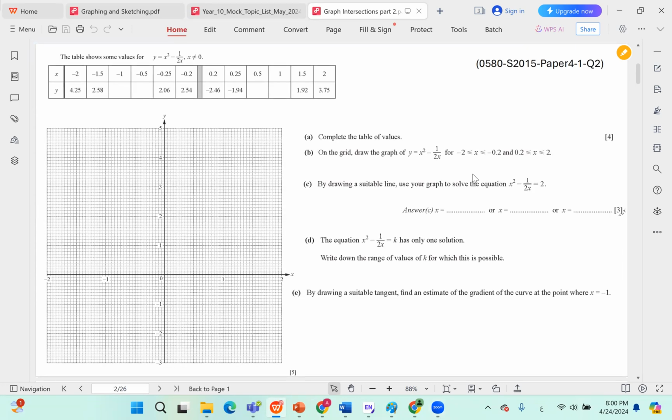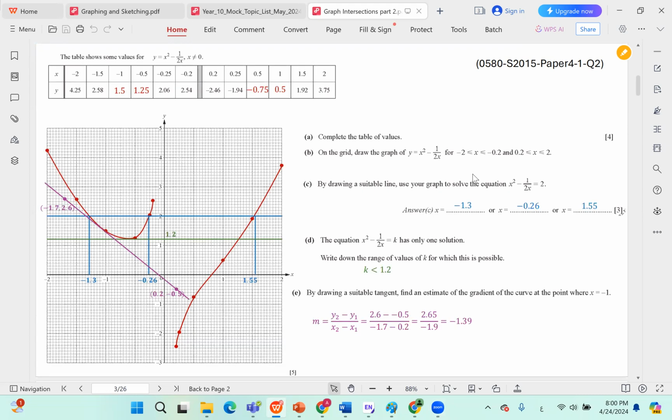The table shows some values for y equals x squared minus 1 over 2x. X is not equal to 0. Complete the table of values. So let's just look at the answer together and attempt to understand what is going on.